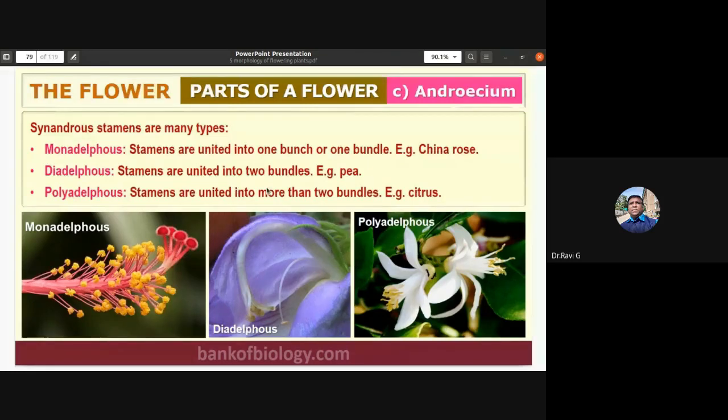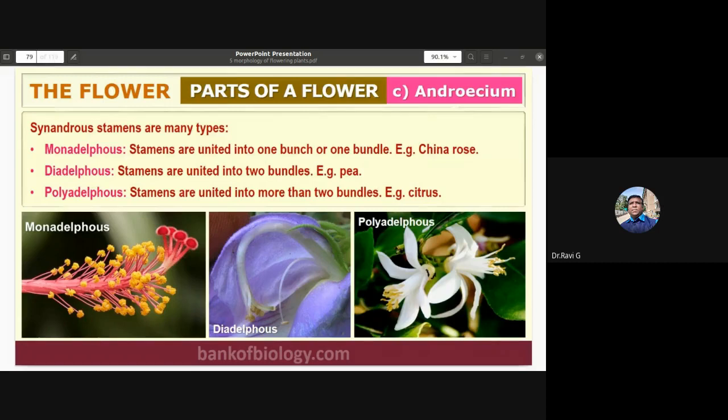So they have a 9 plus 1 arrangement, where 9 stamens are fused at their filament part and one stamen is completely free. The 9 stamens we put within brackets, and the one stamen we add separately. Since they have two bundles, one bundle with 9 stamens fused and another with a single stamen, we call it diadelphous stamens.